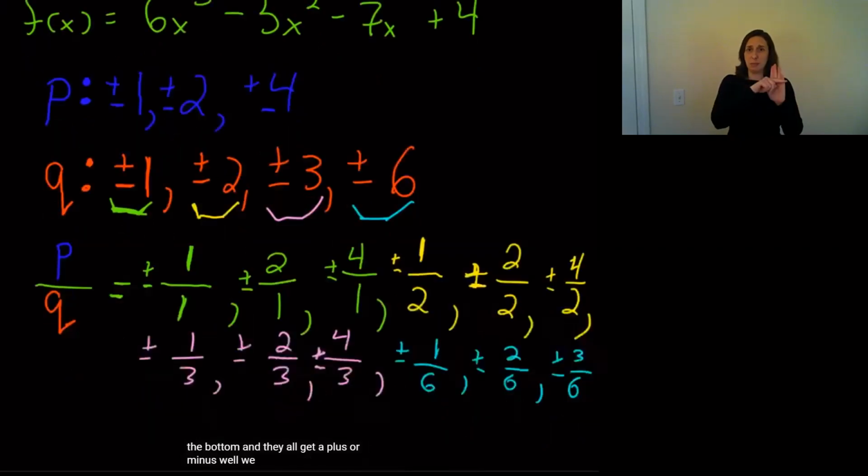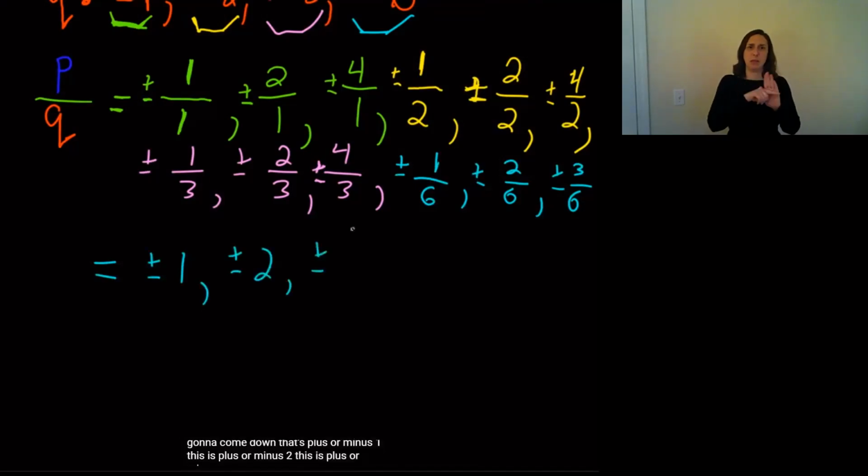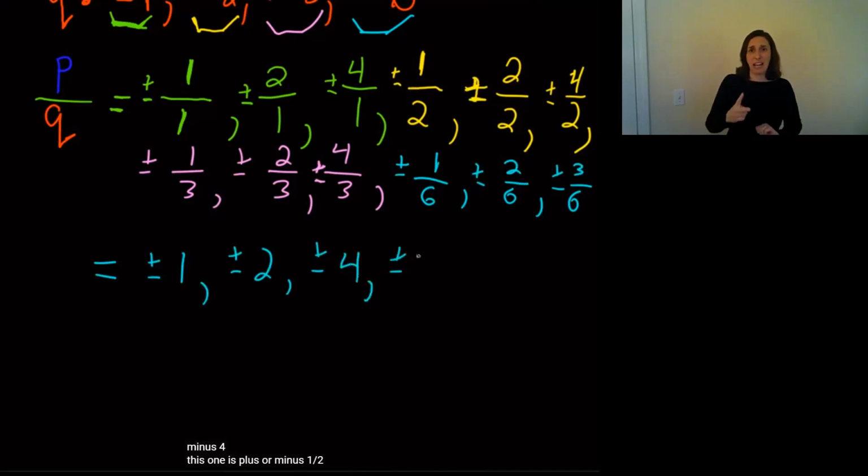Well, we can simplify these. So let's start simplifying these. So I'm going to come down. That's plus or minus 1. This is plus or minus 2. This is plus or minus 4. This one is plus or minus 1/2. This one is plus or minus 1, but we already have that.